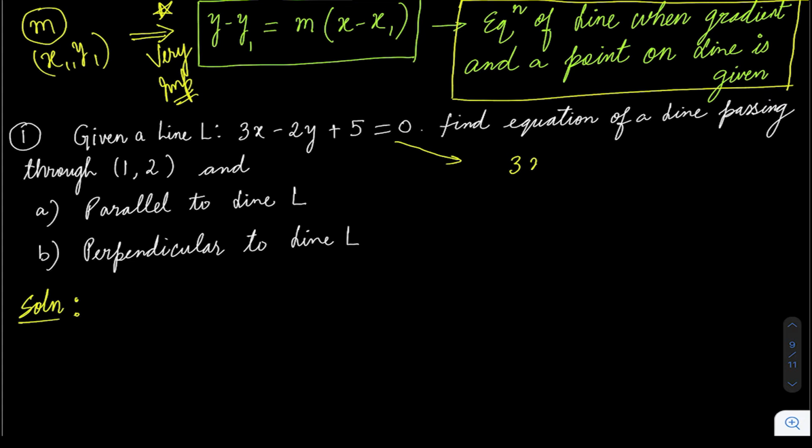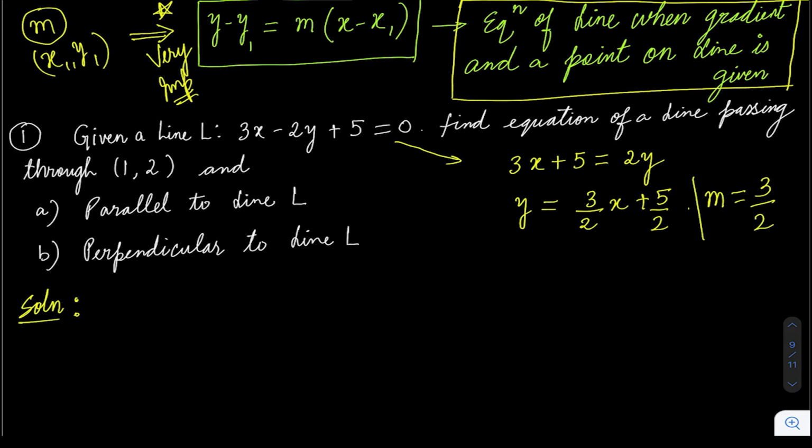How do we do this? We have done this many times. We will rearrange the terms. So 3x plus 5 equals 2y. Now divide everything by 2, which will give me y as 3 by 2 x plus 5 by 2. From this, I am getting the gradient of the given line, which is 3 by 2.